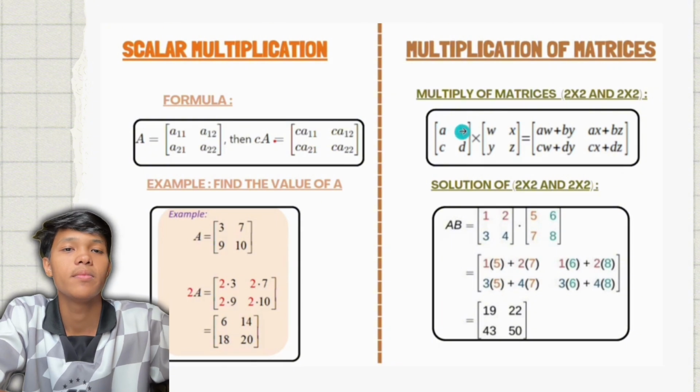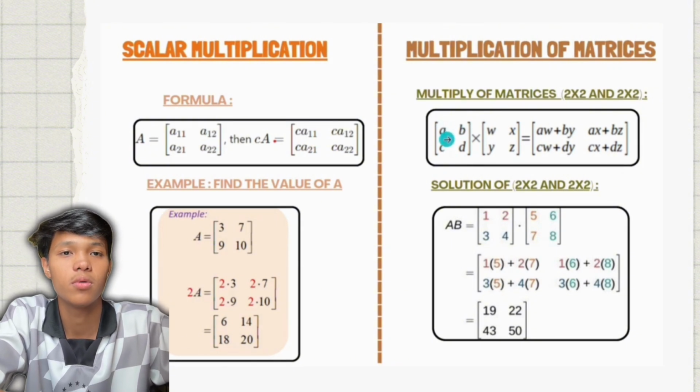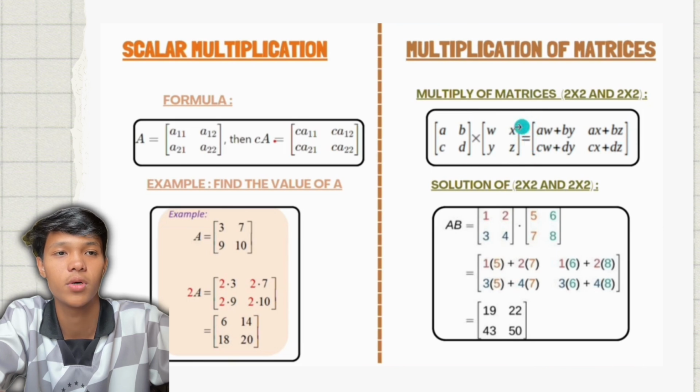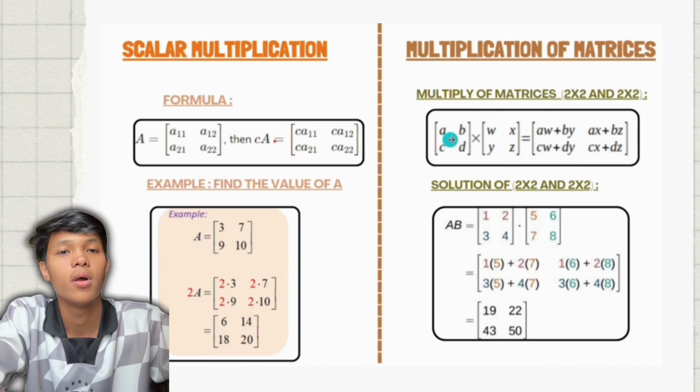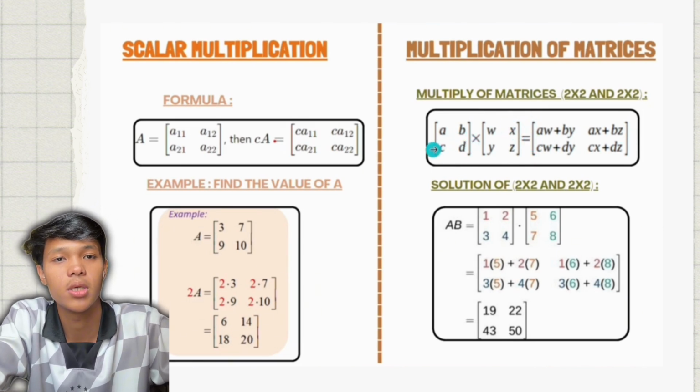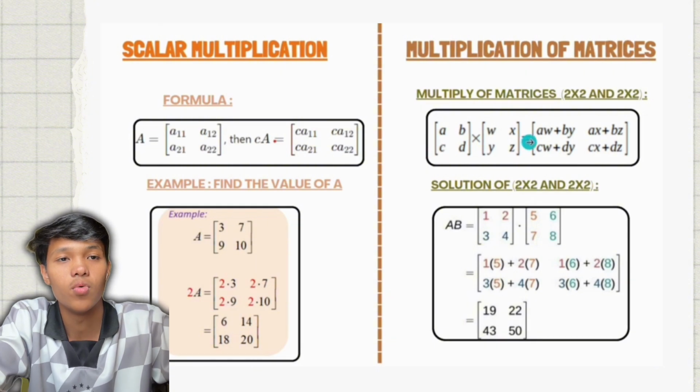A, B, which is the first row, must multiply by the first column and the second column, which is A times W, B times Y, and A times X, and B times Z. And you will get the answer for the first row. And do the same thing for the second row, and you will get the answer for the second row.